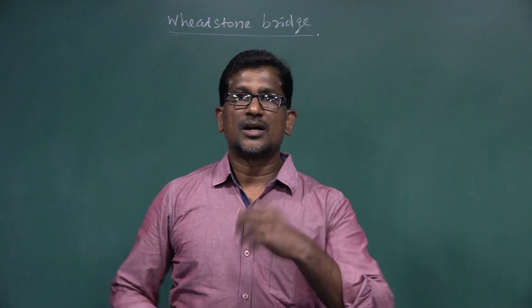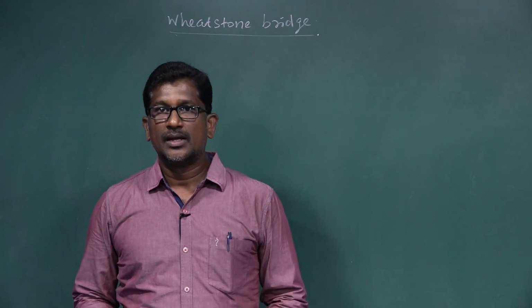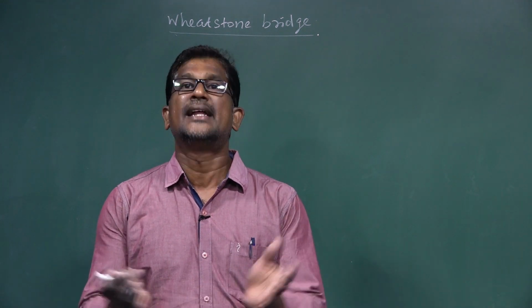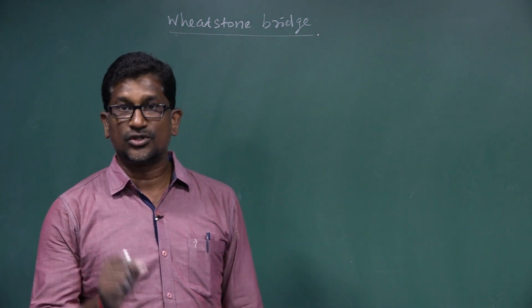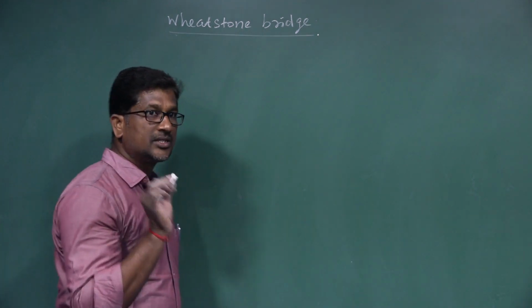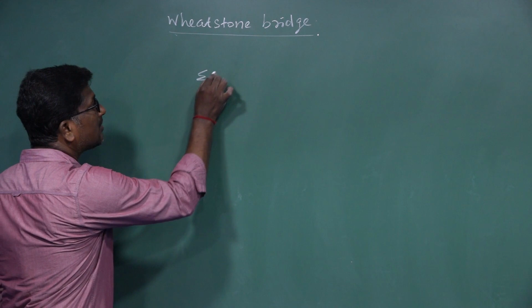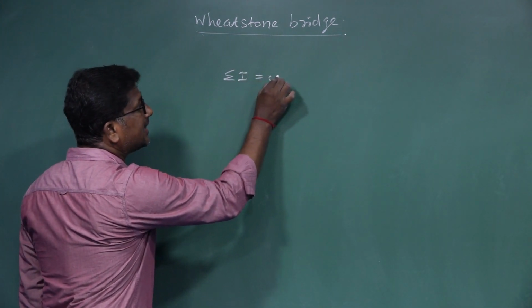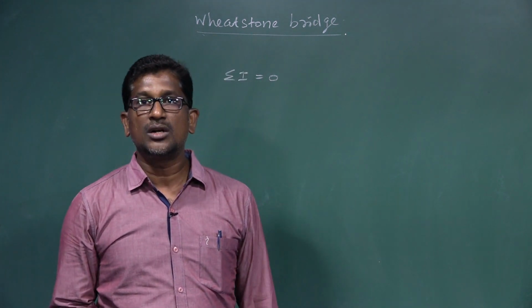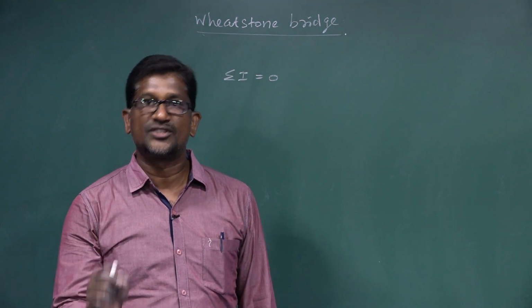According to Kirchhoff's first law, the algebraic sum of the currents meeting at any junction in an electrical circuit is equal to 0. So this is Kirchhoff's current rule, or Kirchhoff's first law. This is based on the consequence of conservation of charge.